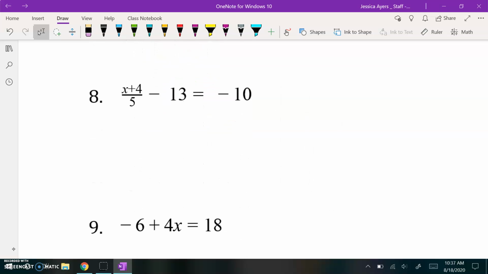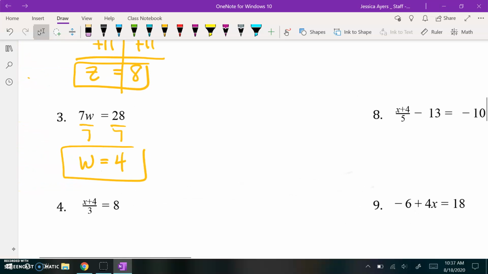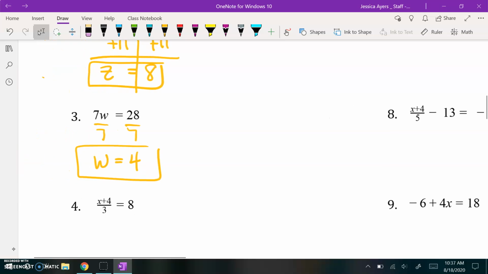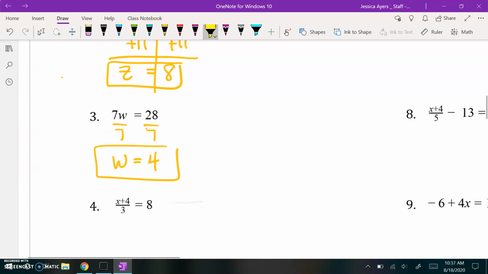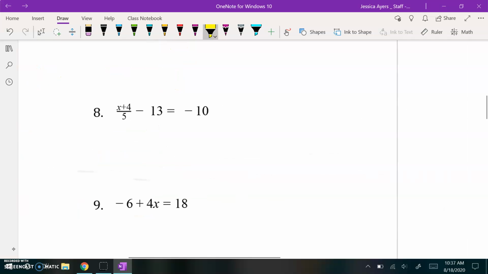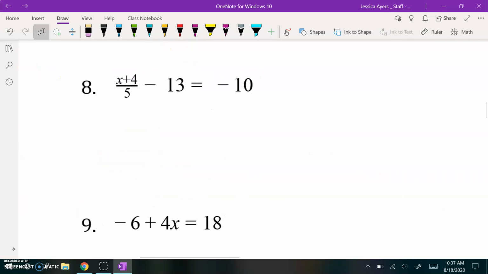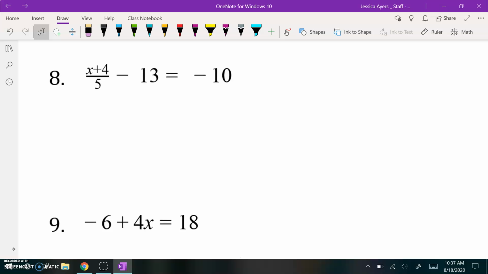Now look at number 8. Number 8 is slightly different than number 4, because number 4 was just one big fraction that we could just get rid of the 3 and go about our business. But number 8 has something in the way. So we're going to do number 8 instead.